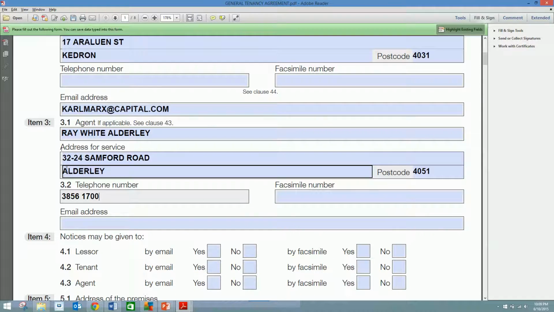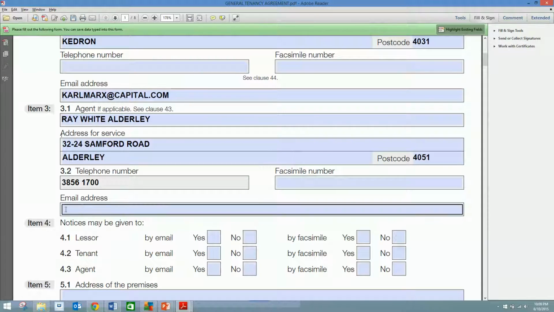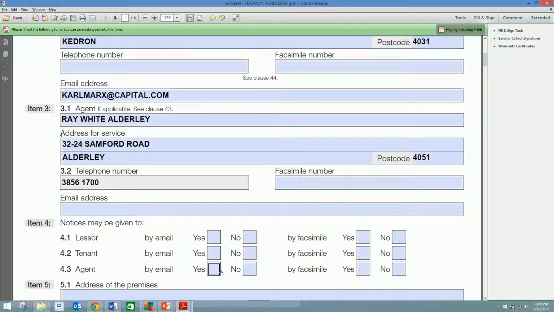Okay, item 4, notices may be given to. So these are the people that any information to do with the property can be given to. So the lessor, so to Pierre, yes. He doesn't want it by fax though. Notices can be given to the tenant by email but not by fax, and to the agent by email but not by fax.